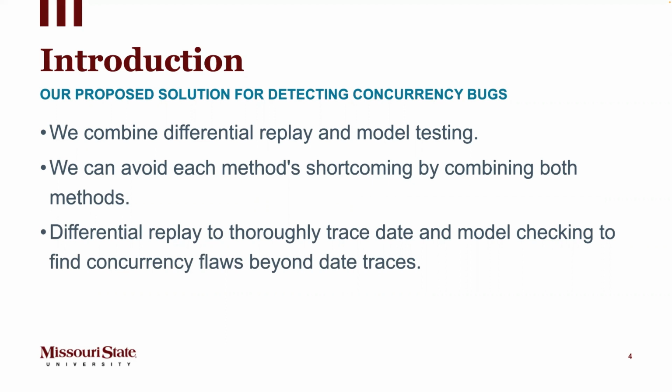We went into detail about the steps taken in our proposed method in the part under supporting details for the novel contribution. This involves employing differential replay to collect trace data and model checking to find concurrency problems. We'll also talk about how to improve and hone our plan to make it more precise and effective.